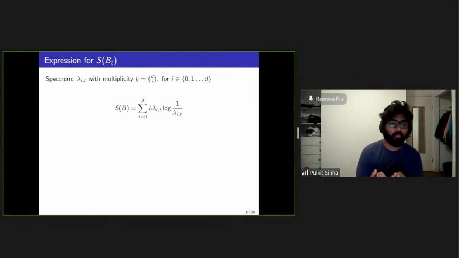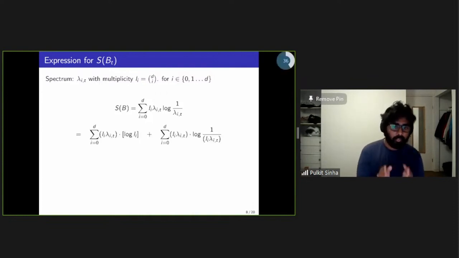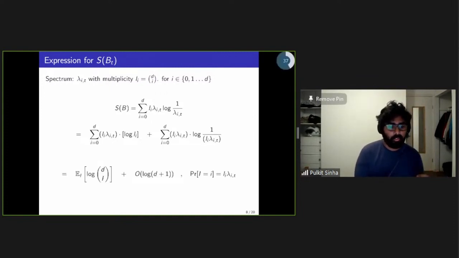Now notice that there's a log 1 over lambda_i^T term here. We split up that term into two terms, log L_i and log 1 over L_i lambda_i^T, which leads to a different expression like this. Now, why did we do this? We did this because the term on the right now resembles an entropy expression of a d plus 1 outcome random variable. So that's clearly upper bounded by O(log(d+1)). And on the left side now, we have an expression which resembles an expectation of a log term over the distribution defined by the L_i lambda_i^T probability vector. So this is how it looks now.